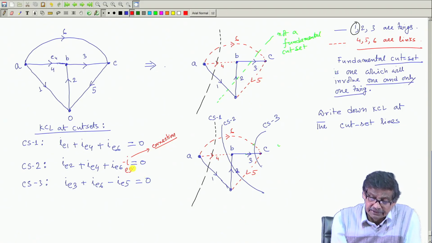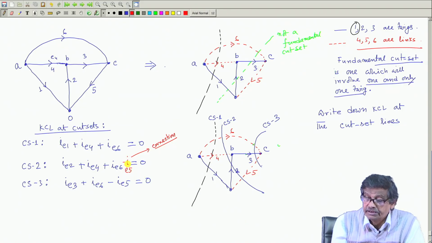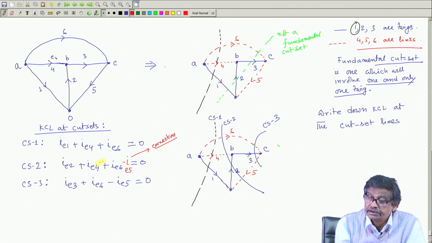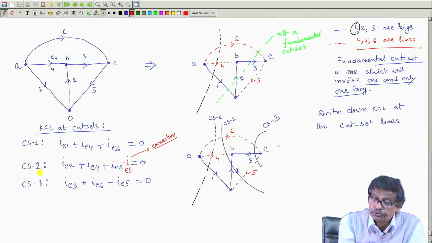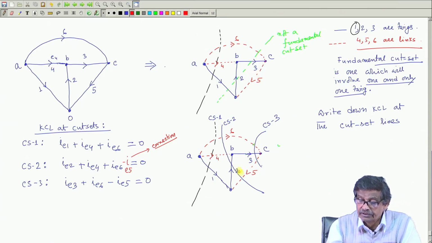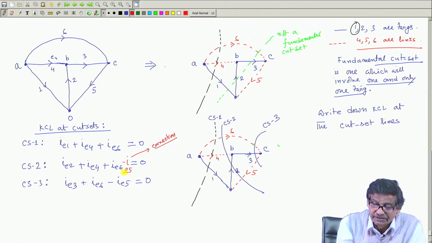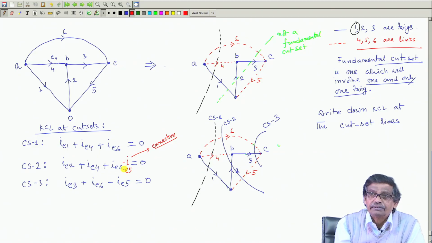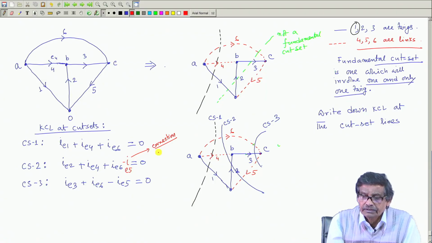There was a correction here because I missed the term IE5 while writing down the cut set 2 KCL equation. See, cut set 2 is this one. Which currents are involved? I6, I4, I2 as well as I5. So, that I missed. So, it will be minus I5. Please note that, which I have put in red ink here. Okay? Thank you.